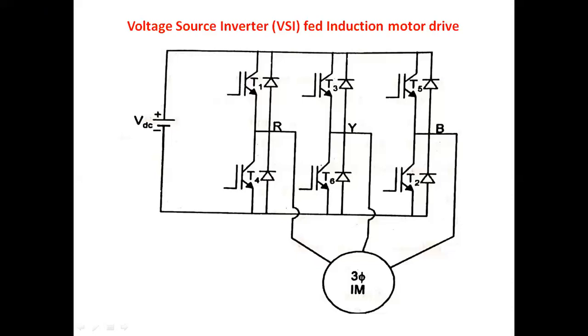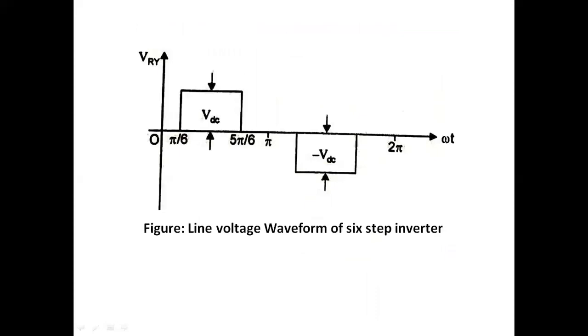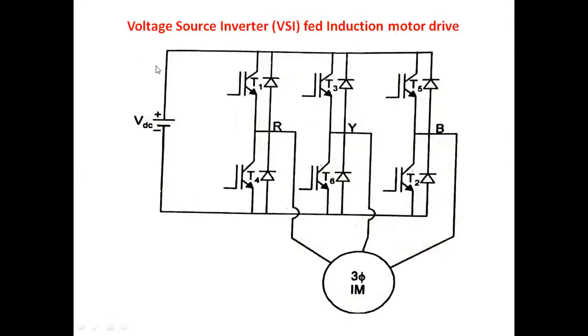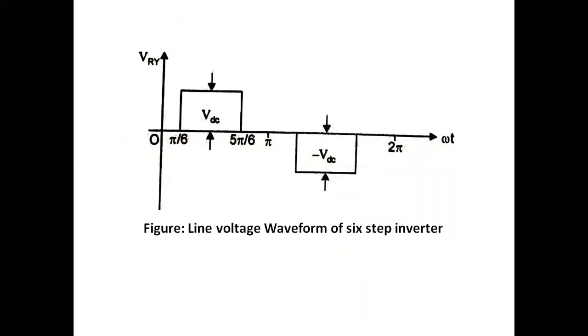This is the waveform representing the stepped wave inverter. This stepped wave inverter is also called a 6-step inverter. I am plotting it for one line voltage, RY, between the R and Y phases, where I am measuring the voltage. So the one line voltage waveform is plotted, and its firing angle is given as pi by 6.